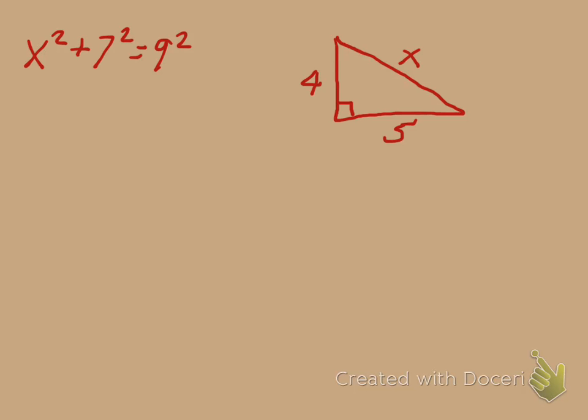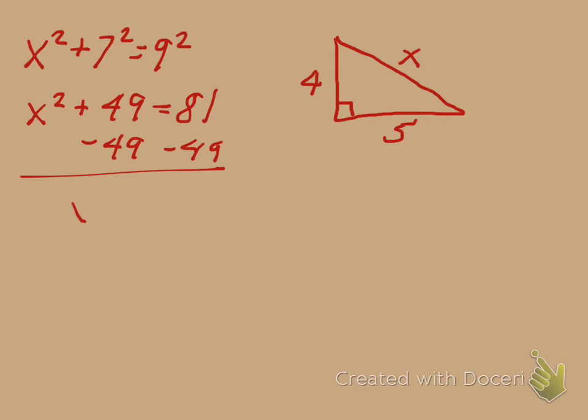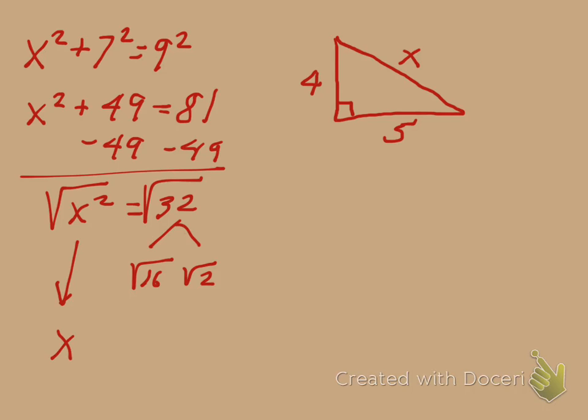Okay, here's our first one. X squared plus 7 squared, which is 49, is equal to 9 squared, which is 81. If I take 49 away from both sides, I'm going to get x squared is equal to 32, and then take the square root. Well, 32 has a pretty big perfect square in it, namely 16 times 2. So x becomes then plus and minus 4 square root of 2, because the square root of 16 is 4, and the square root of 2 we don't know.